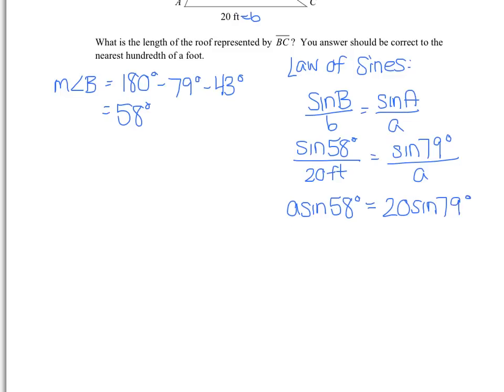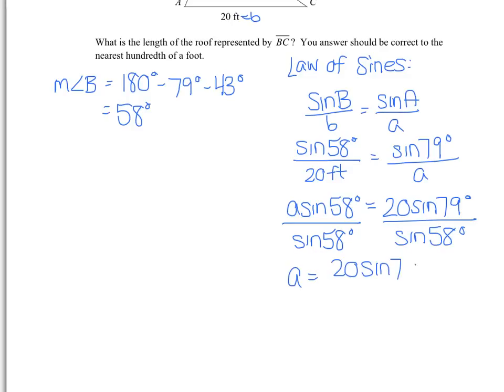Since I want A by itself, I'm going to divide both sides by the sine of 58 degrees. And I'm going to get A equals 20 times the sine of 79 degrees divided by the sine of 58 degrees. I'm going to put that in my calculator, and A is going to be approximately 23.15 feet.